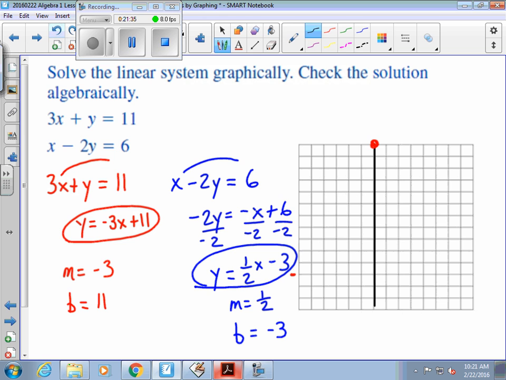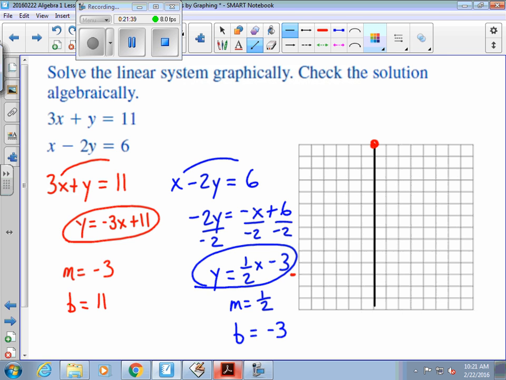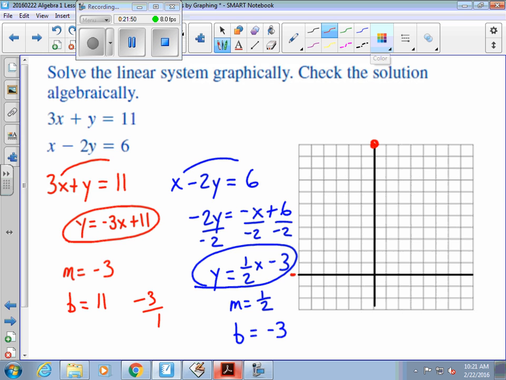Not like I just did, but with a nice straight line. And again, drawing a straight line will help you with all of this stuff. So our slope is negative 3. So negative 3 over 1 tells us to go down 3, 1, 2, 3, and to the right 1. So we can draw our line through those 2 points. But before we draw our line, let's put our other equation in.